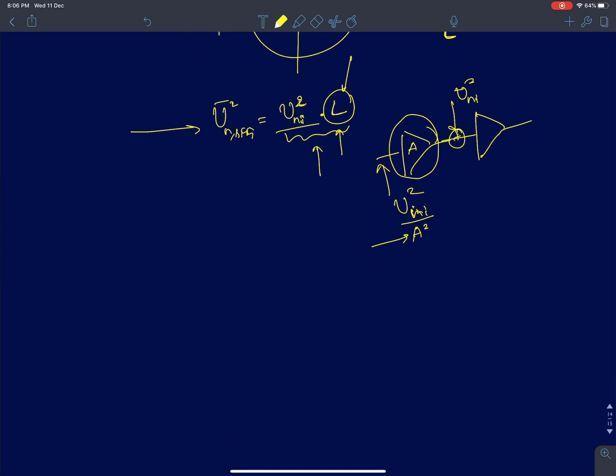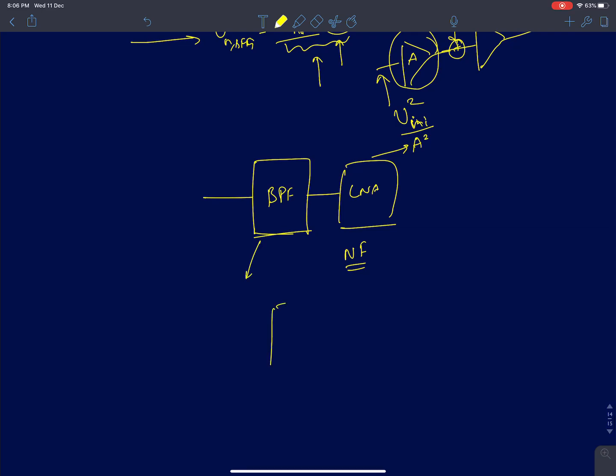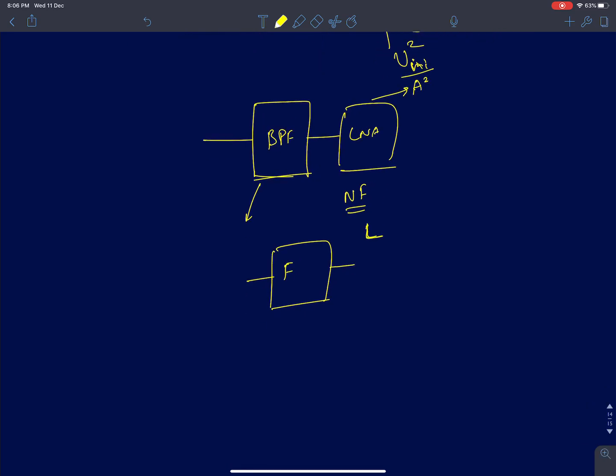Again, if you go through Razavi's textbook, there's a very simple proof. Let's say we cascade a bandpass filter and a low noise amplifier. I'm cascading two circuits and I've given you the noise figure of the LNA. And if I ask you to find what is the noise figure of a bandpass filter with a certain loss, let's say you have a filter with a loss L, then how do we find the noise figure for this? So it's a very simple proof.